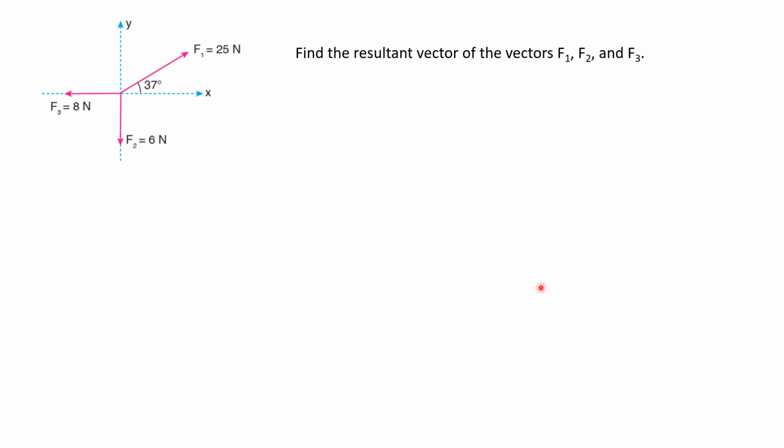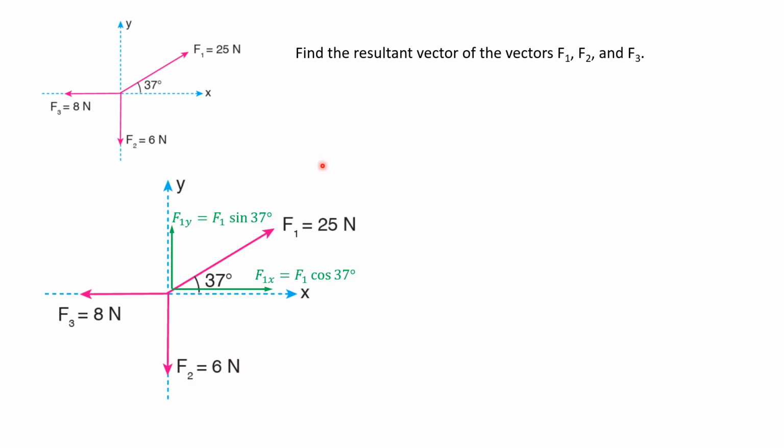Okay, so in this case, we are again given 3 vectors and we have to find the resultant vector. Not only the magnitude, but also the vector itself. Again, we're going to draw this and identify x and y components of each of those. F3 only has an x component, pointing in the negative x direction, and f2 only has a y component, pointing in the negative y direction. So the only one that has both x and y components is f1.